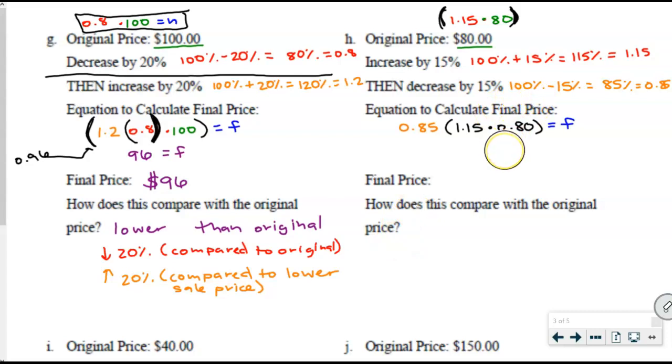Sorry, I made a mistake here. Not 0.80. $80. Goodness sakes. $80. I'm sorry for that.